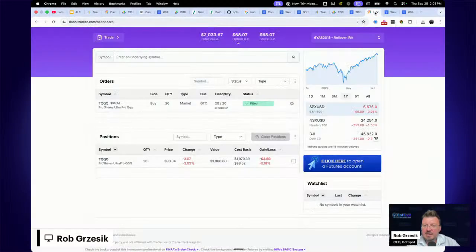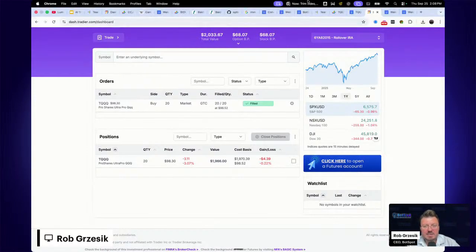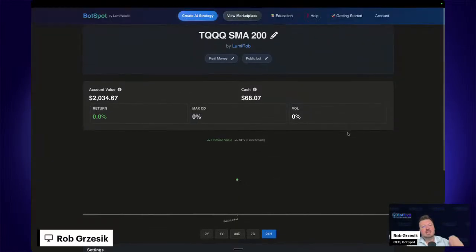Just started trading. We bought our TQQQ. So far, we have lost slightly a little bit of money, but that's okay. The whole market's down today. Awesome. So we have our new trading strategy. I'm running this TQQQ bot.